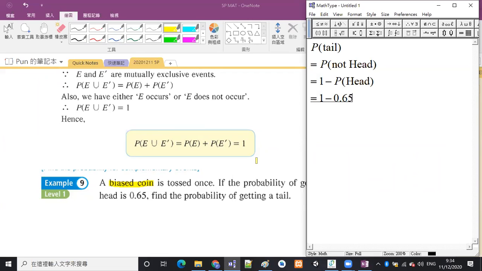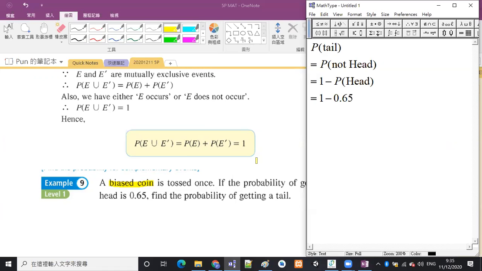Okay, because the total probability must be equal to 1. And then if I just want to find one part, probability of one part, then I just need to use 1 minus the probability of the other part. That is the idea. Okay, so there are 2 parts, tail or head. That is already the total. That is already everything, right? So the total probability must be equal to 1.